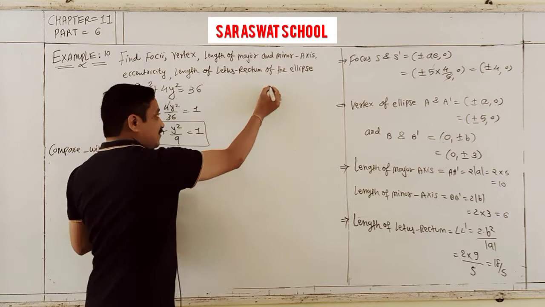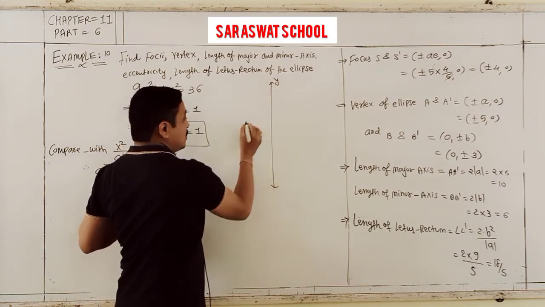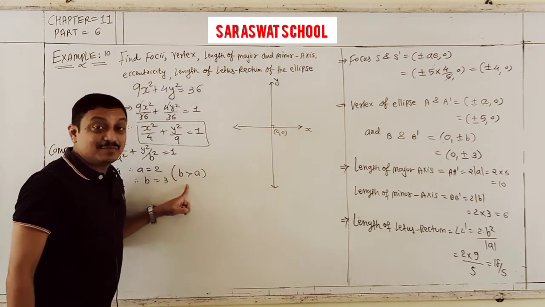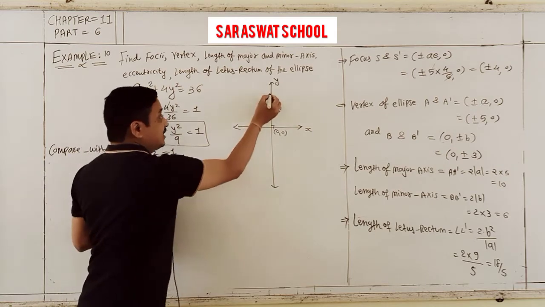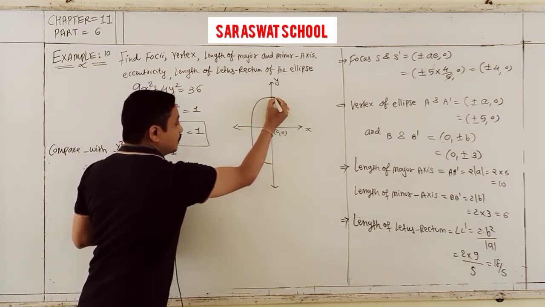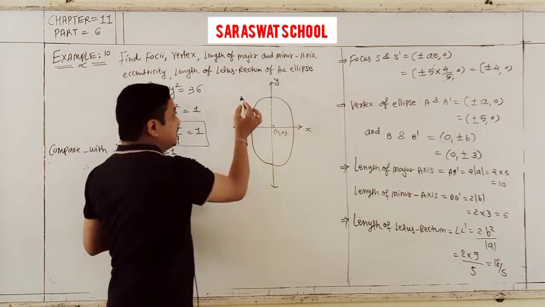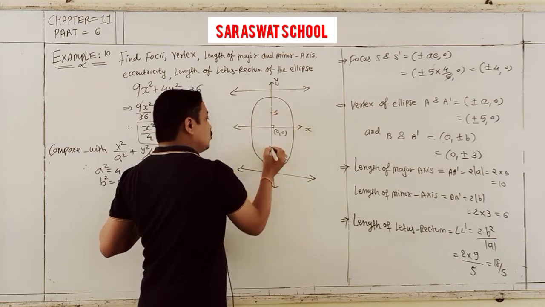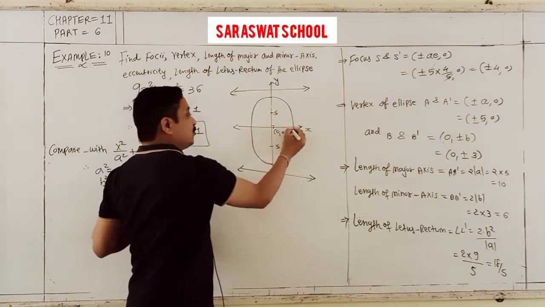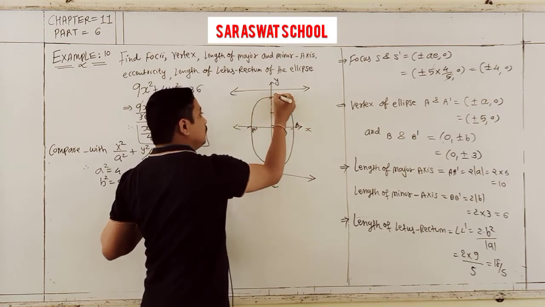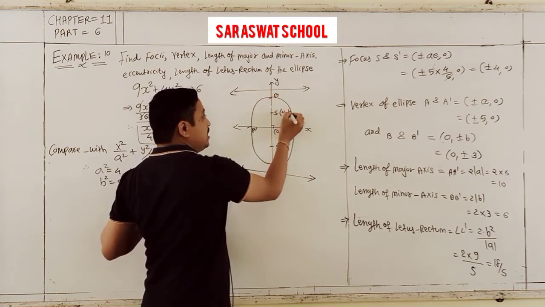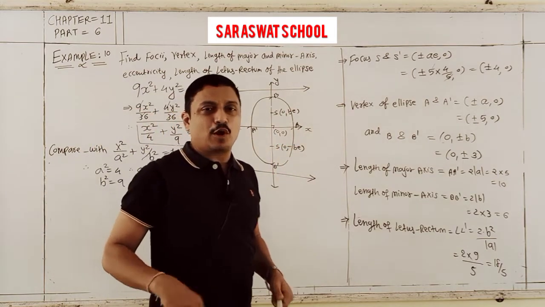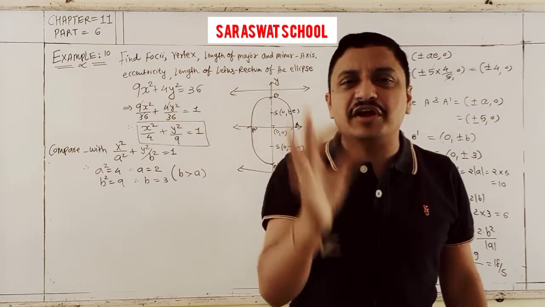So in your graph, the major axis is on the y-axis, students, definitely, because the b value is greater, so the major axis is on y. That's your ellipse. You just draw it roughly. That's the directrix, and here is your origin, the two foci, and that's the point A dash vertices, B dash vertices. Here 0 comma b and 0 comma minus b. Compulsory draw, students. Then you properly understand what we exactly find out.